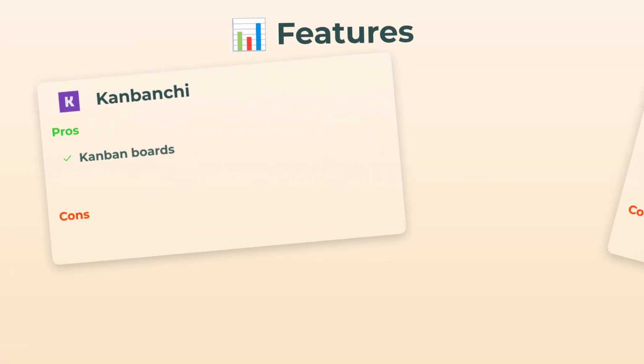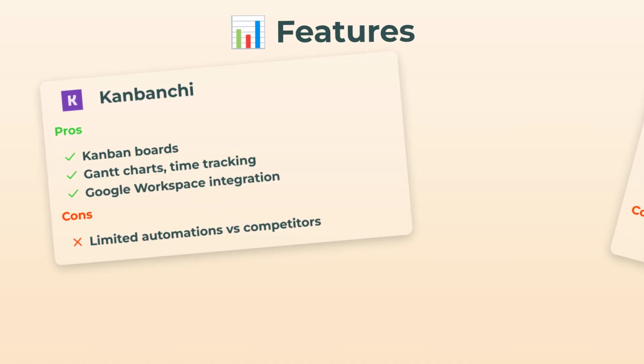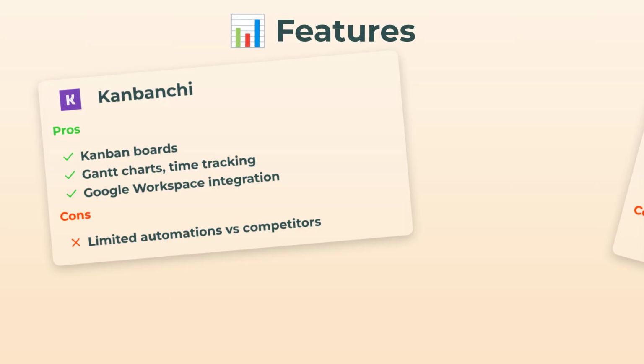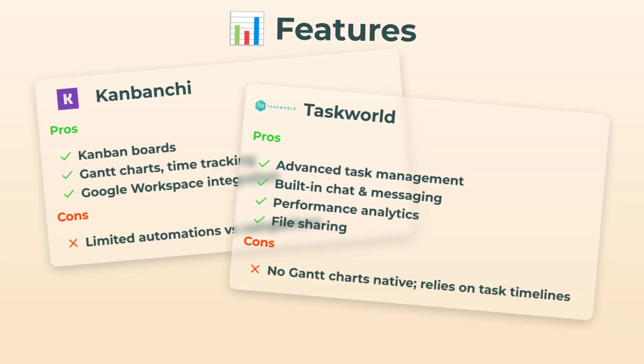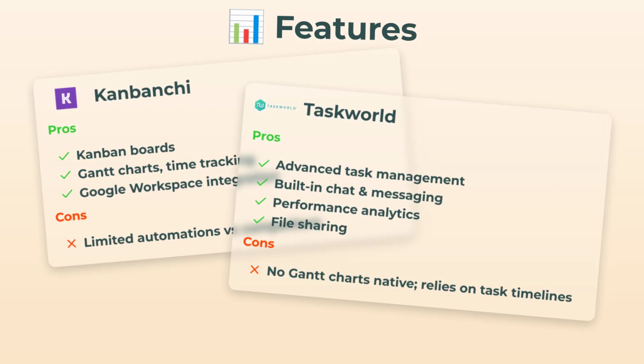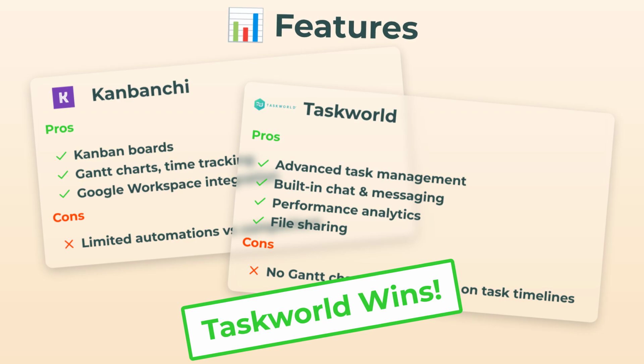Next up, features. So Kanbanchi's got your classic Kanban boards, and Gantt charts and time tracking are built right in. Plus, if your team lives in Google Workspace, that integration is super smooth. The only thing missing, some fancy automations you'll find elsewhere. Now, Taskworld comes at you with advanced task management. You've got built-in chat, performance analytics, and file sharing. Definitely not basic. The only catch is, if you love Gantt charts, well, you're stuck using task timelines instead. But honestly, the feature set here gives Taskworld the edge.